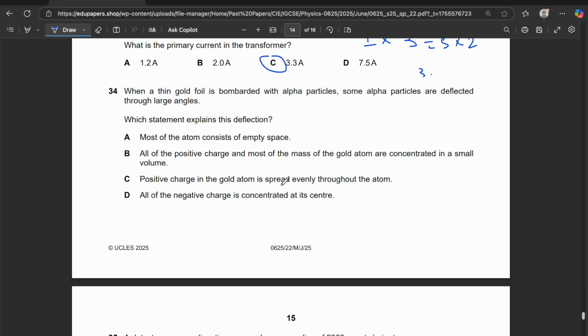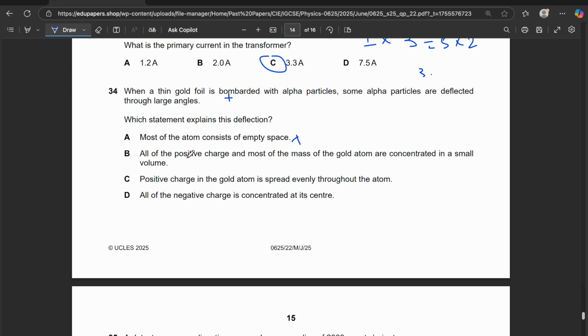34. When a thin gold foil is bombarded with alpha particles, some alpha particles are deflected through large angles. Which statement explains the deflection? Because they deflect in large angles, it is like they are repelled by something in the middle. So we go through the options. Most of the atom consists of empty space. This is a true, correct statement, but it doesn't explain the deflection, because if it's just empty space, then why do they get deflected, right? So B: all of the positive charge and most of the mass of the gold are concentrated in a small volume. So we know the alpha particles are positive.